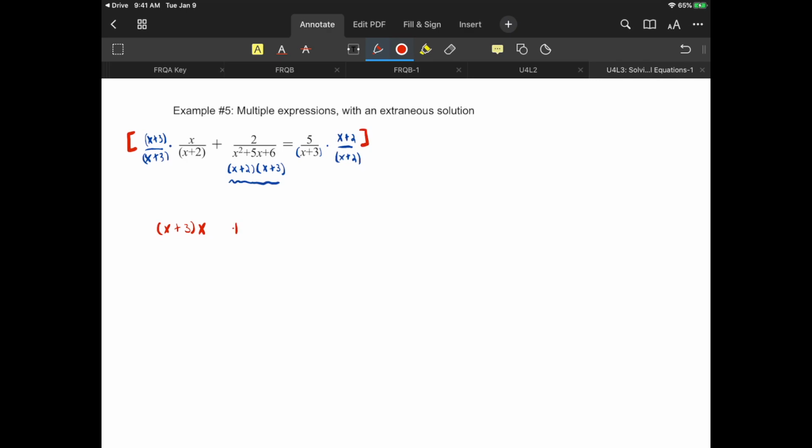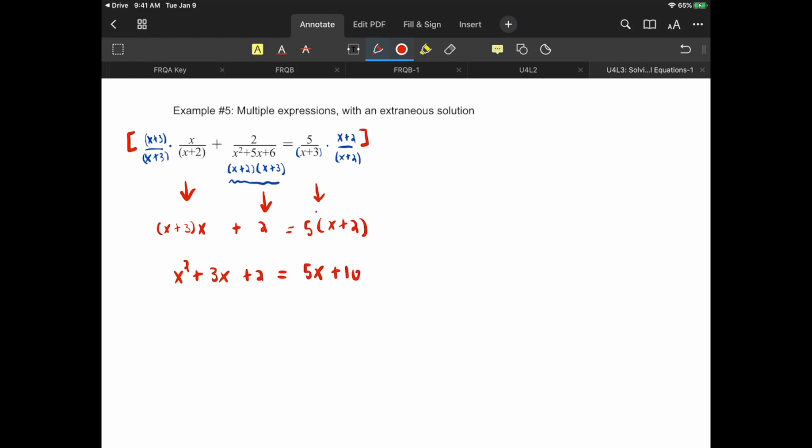plus 3 times x plus 2, right? This one doesn't change because its denominator didn't need to change. And that's equal to 5 times x plus 2. Make sure you have those parentheses there. And so we can just go to solve this out. We'll do our distribution. We'll have x squared plus 3x plus 2 is equal to, don't forget to distribute.